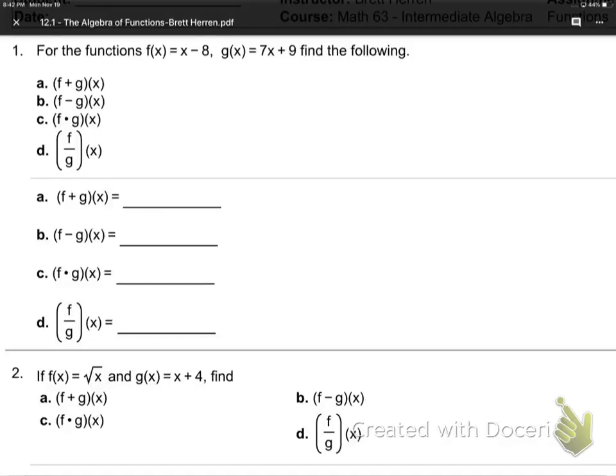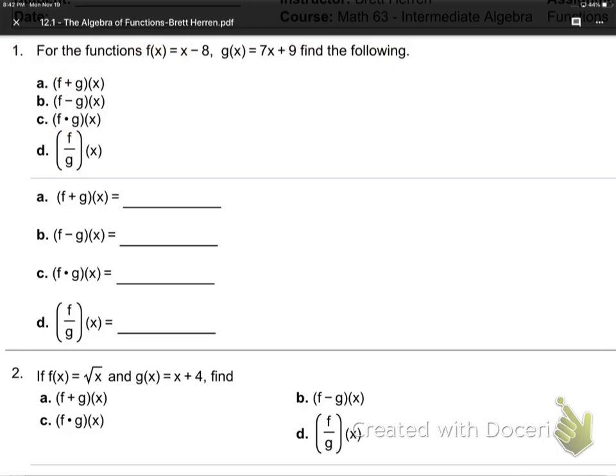Here we go. So basically they want me to add, subtract, multiply, and divide functions. Won't be too bad. So let me bring it over here. What section is this? 12.1. So we're done with chapter 11. That was a challenging chapter.